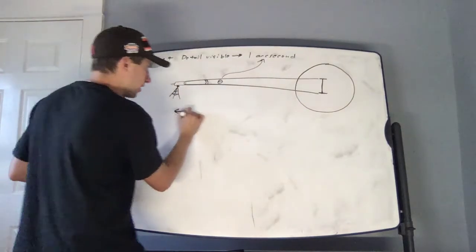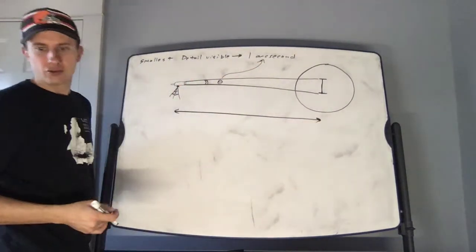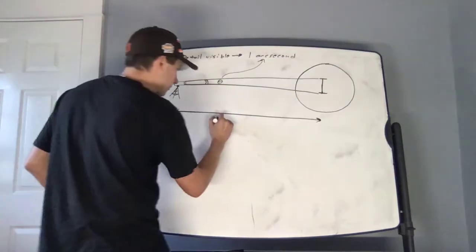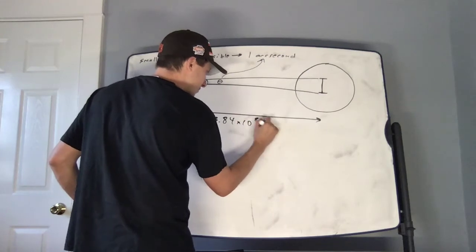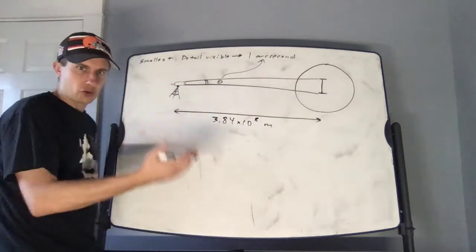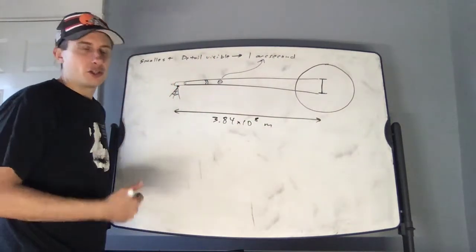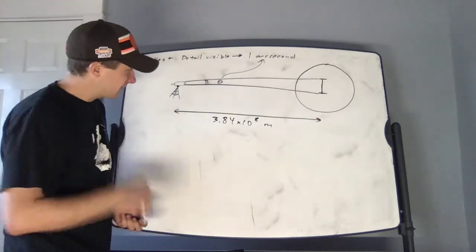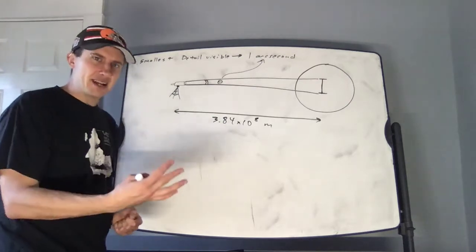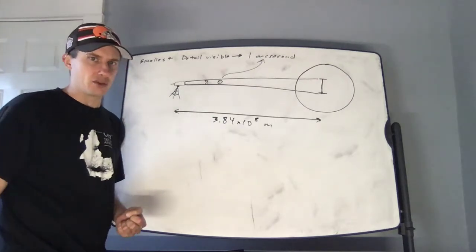And the telescope on Earth is about 3.84 times 10 to the 8 meters away, the distance from the Earth to the moon. Now, you might ask, well, could we put a telescope up in space? Technically, yes, but it's not going to be significantly closer to the moon.